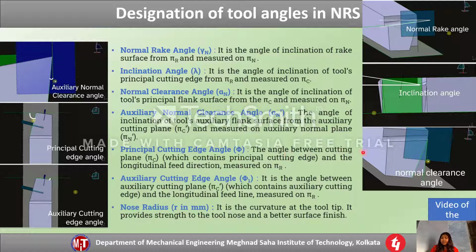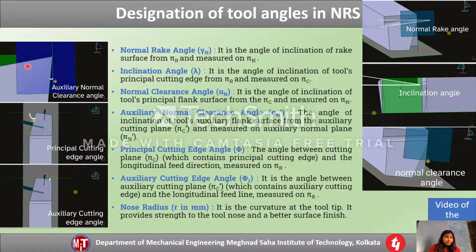If there's an angle for the principal flank surface, obviously there will be another angle for the auxiliary flank surface. That is the next one: auxiliary normal clearance angle, alpha n dash. It is the angle of inclination of the tool's auxiliary flank surface from the auxiliary cutting plane pi c dash and measured on the auxiliary normal plane, same as the previous one.